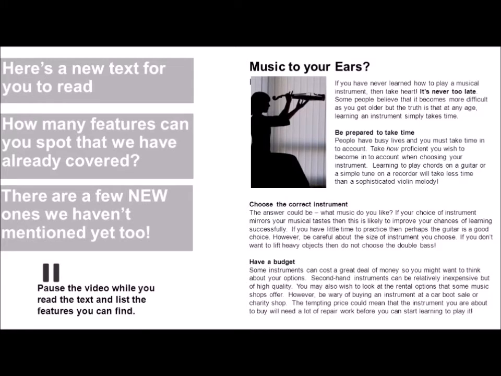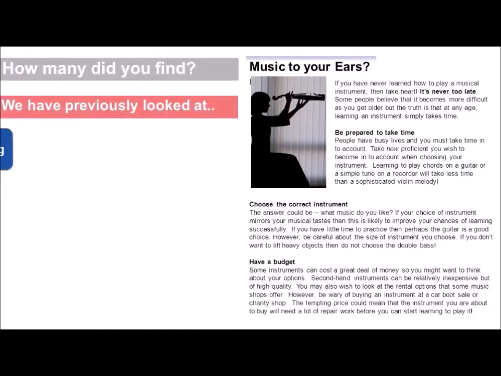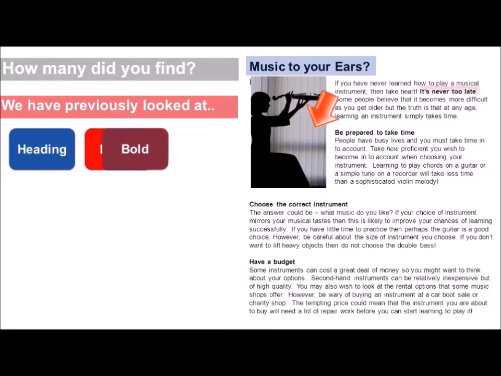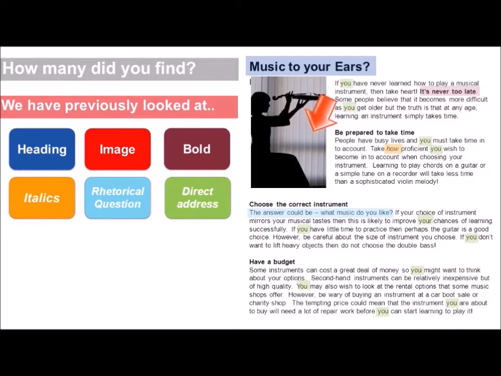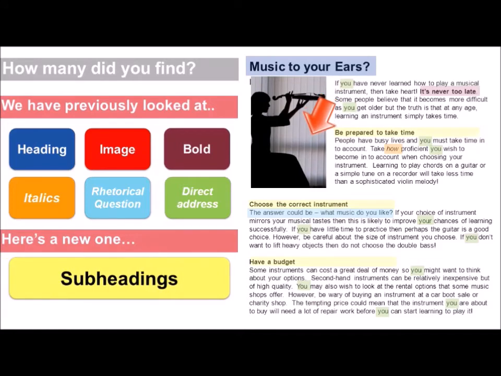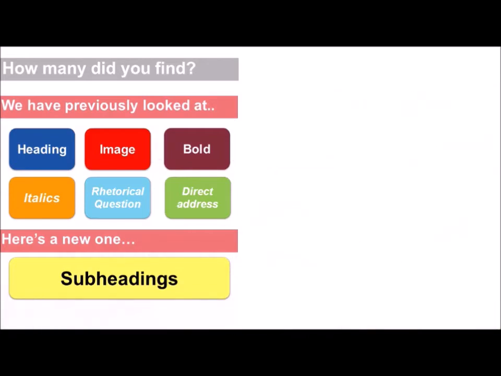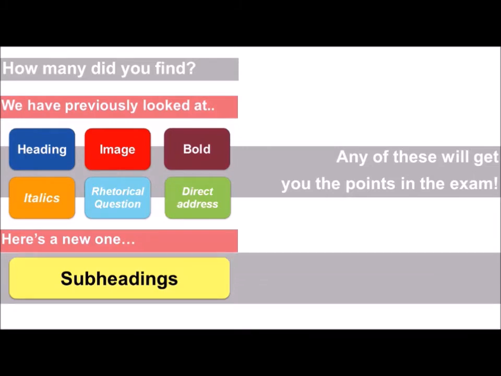There are a few new ones that we haven't mentioned too. There's a question there, isn't there, as well? That's quite good. Music to your ears. Let's have a look at what we looked at. You've got a heading, an image, you've got bold text, you've got italics, rhetorical questions, direct address, and a new one, subheadings. That's those bold ones just above each paragraph, subheadings. And if they're in the text, you'll get your points.